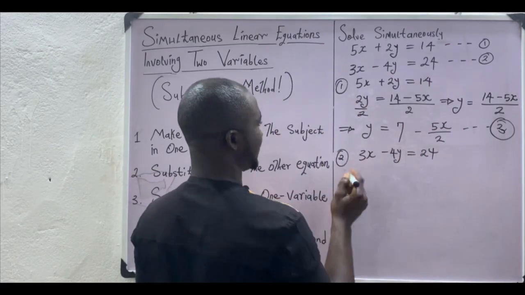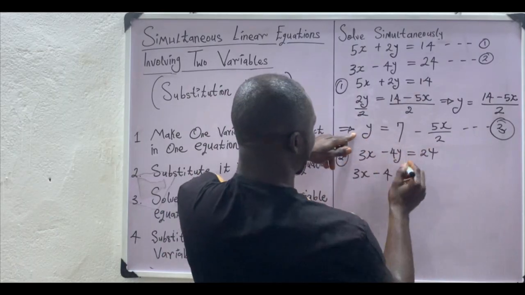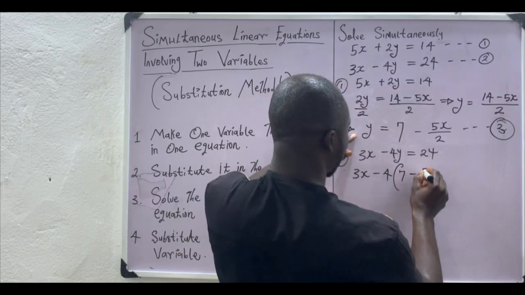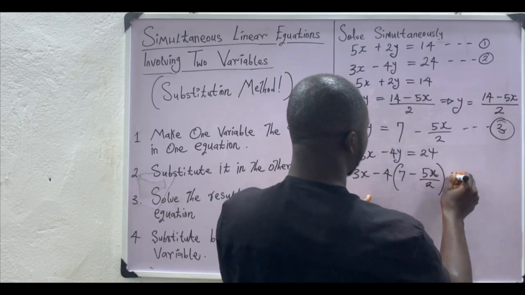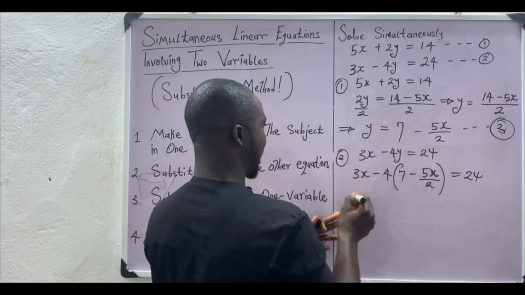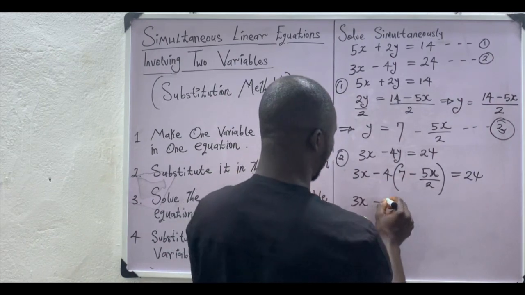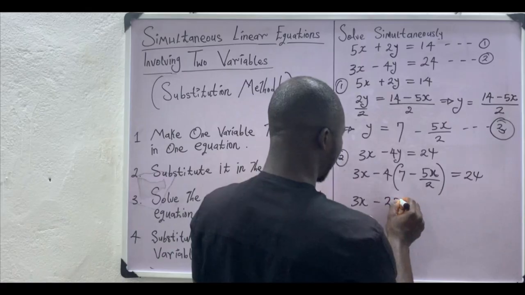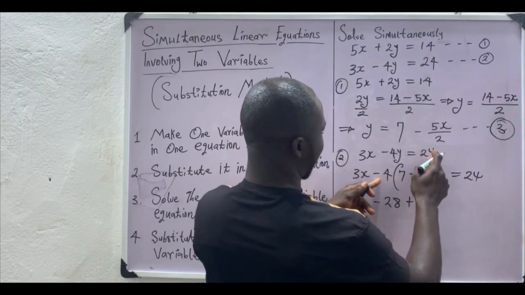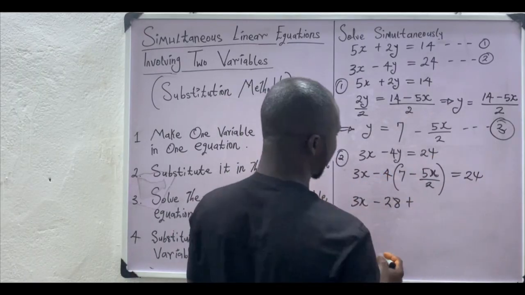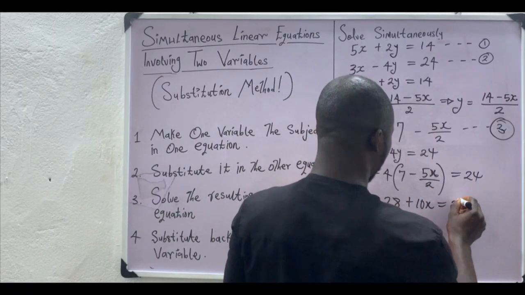So if I replace this value now, I'll have 3x minus 4. So instead of y, I will now replace it by (7 minus 5x) divided by 2. Then all this will give us 24. Now this implies that 3x minus 4 times 7 will give us 28. Then minus times minus will give us plus. Then 4 times 5x will give us 20x. Then 20x divided by 2 is exactly 10x. This will give us 24.